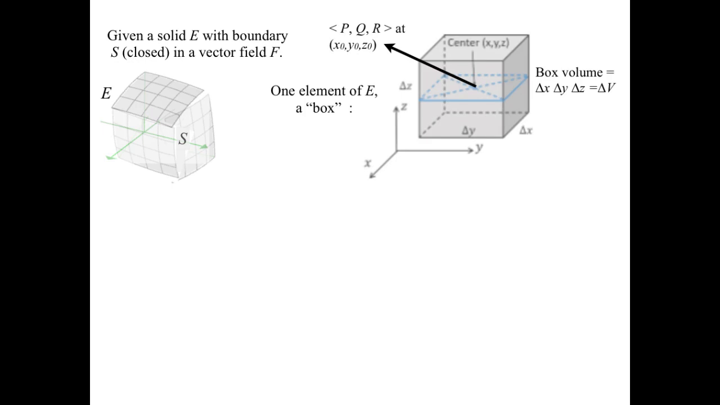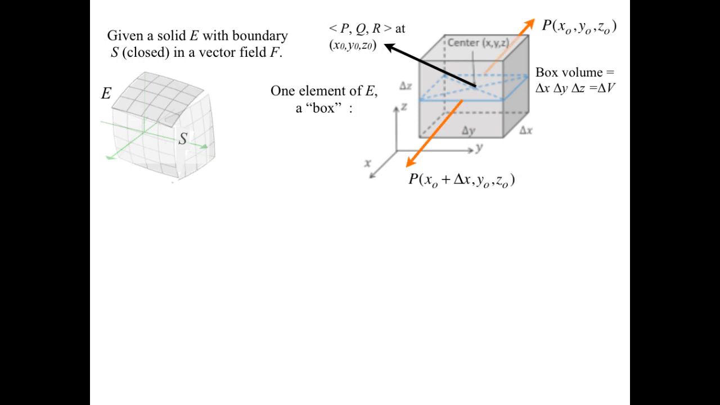Here's one box, which is a little delta x by delta y by delta z. We have the vector field F, so we have P, Q, R at this certain point, the point x naught, y naught, z naught. We have a typical box at that point, with dimensions delta x, delta y, and delta z. And then we have the vector at that point. The volume of the box would be delta x times delta y times delta z, and that'd be delta V.